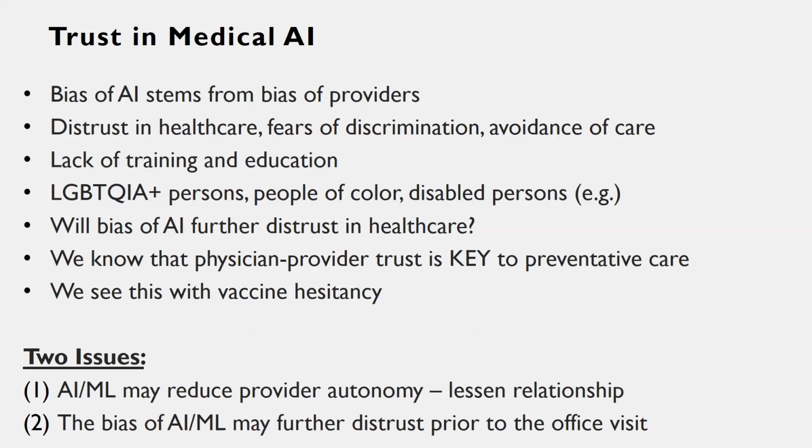Trust. Like I said in the ethical benefits, trust is a huge one, right? Trust, maybe it gets more time between the physician and the patient, but ultimately it might not. So bias of AI stems from the bias of providers sometimes, right? We know that historically excluded populations have distrust in healthcare, fears of discrimination, avoidance of care. There's a lack of training and education among physicians. We know that LGBTQIA, for those who might not know, stands for lesbian, gay, bisexual, transgender, queer, intersex, and asexual persons.